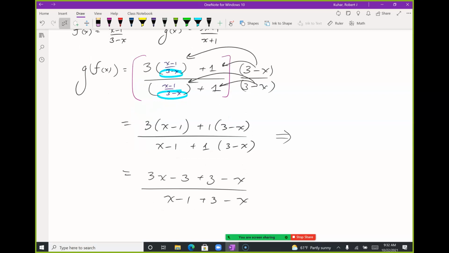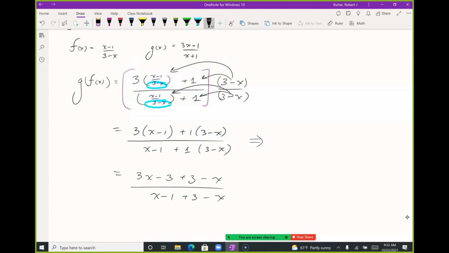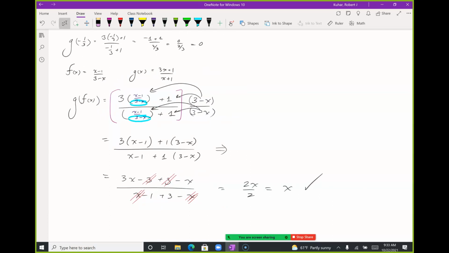Did I make a mistake there? No. And I see some things that will cancel. The 3's upstairs will cancel. The x's downstairs will cancel. And so what do I get? I get 2x over 2. So I get x. And that's what I wanted. I have to do both compositions. But for us, we're pretty confident that it's the correct one at this point.